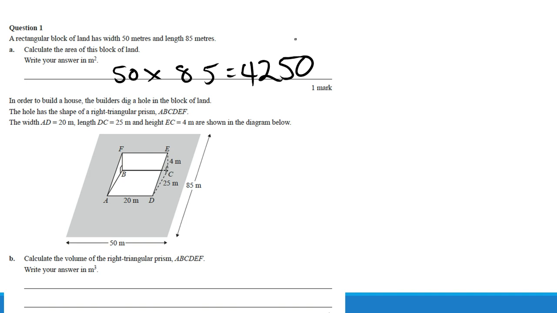In order to build a house, the builders dig a hole in the block of land. The hole has the shape of a right triangular prism. Okay, dimensions are given on the picture. Calculate the volume of the right triangular prism. Write your answer in meters cubed.